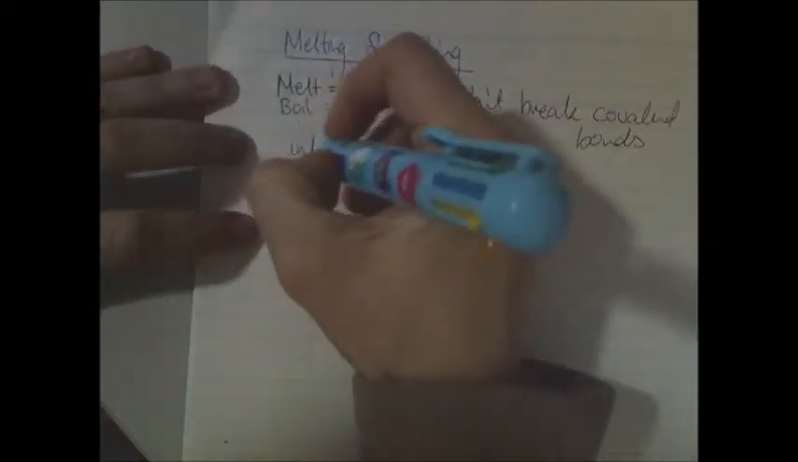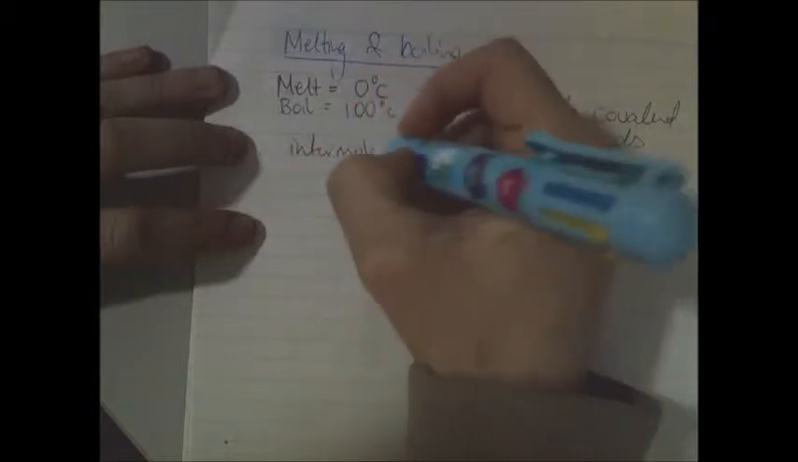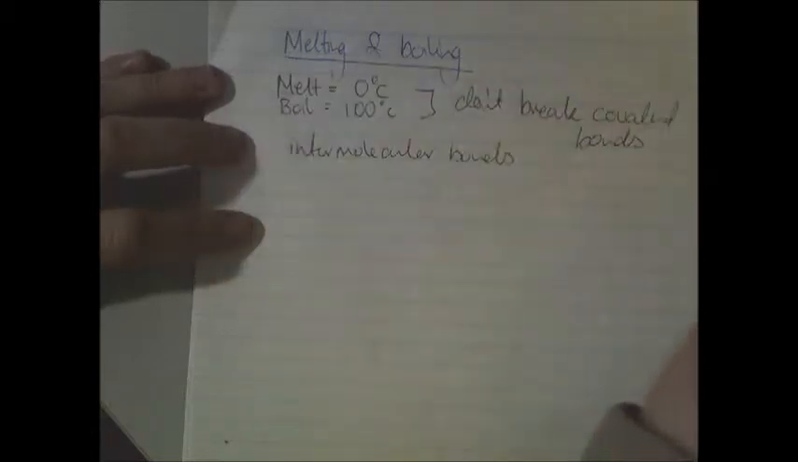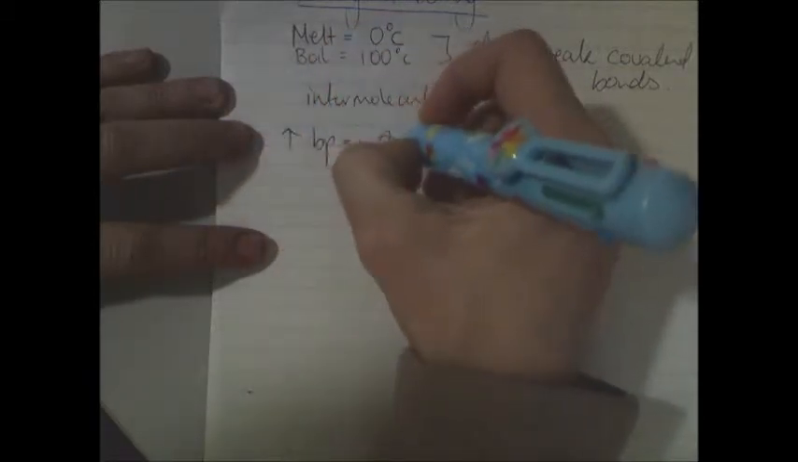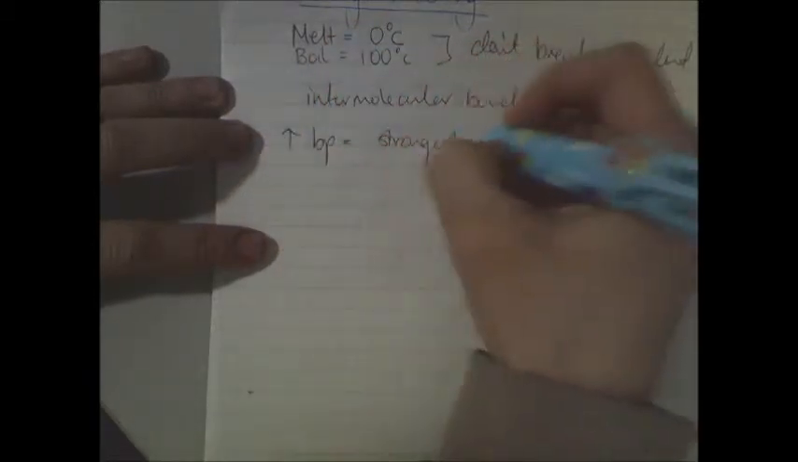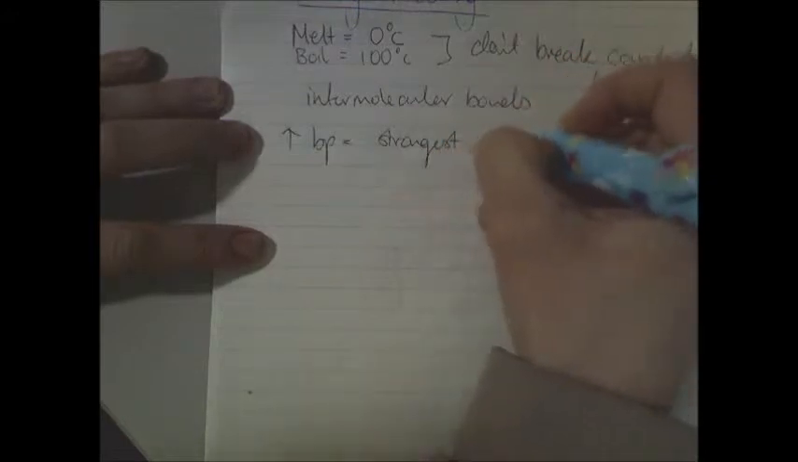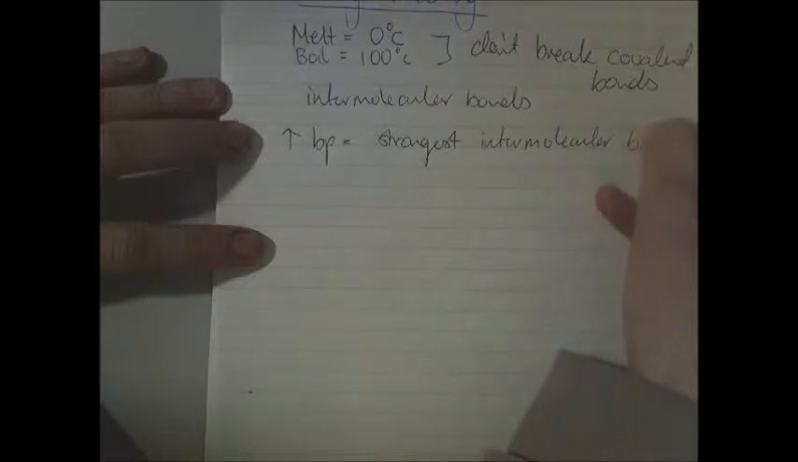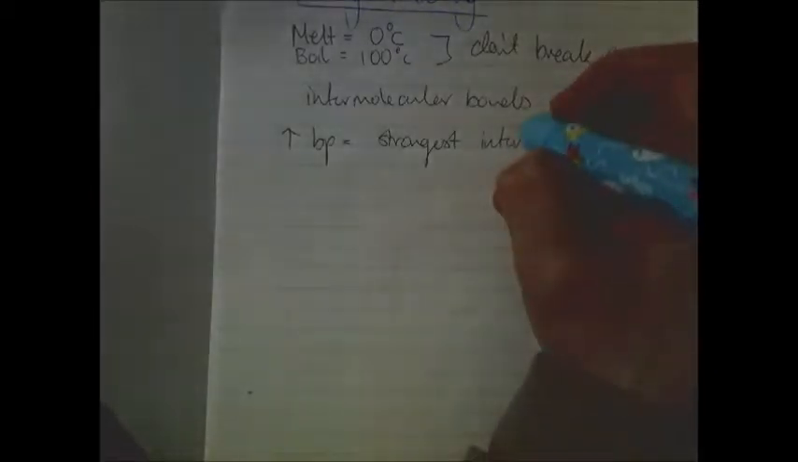Okay? You actually break the intermolecular bonds. So when deciding which one will have the highest boiling point, you have to look at which one has the strongest intermolecular bonds. Highest boiling point equals strongest intermolecular bonds. Okay, so let's have a look here.